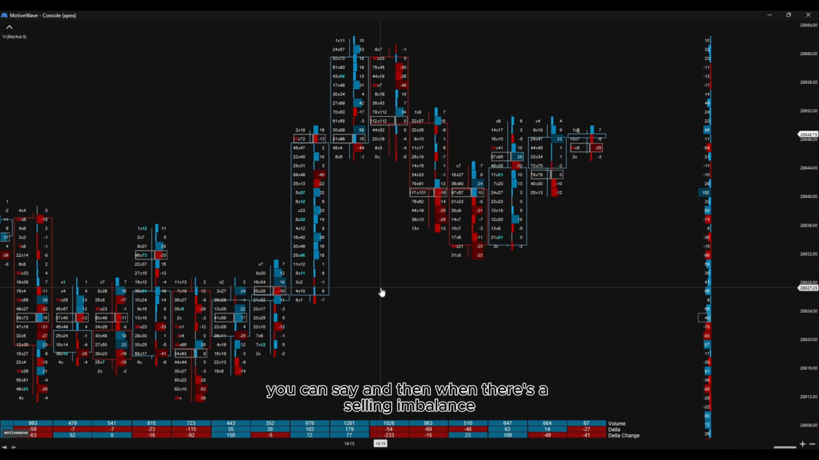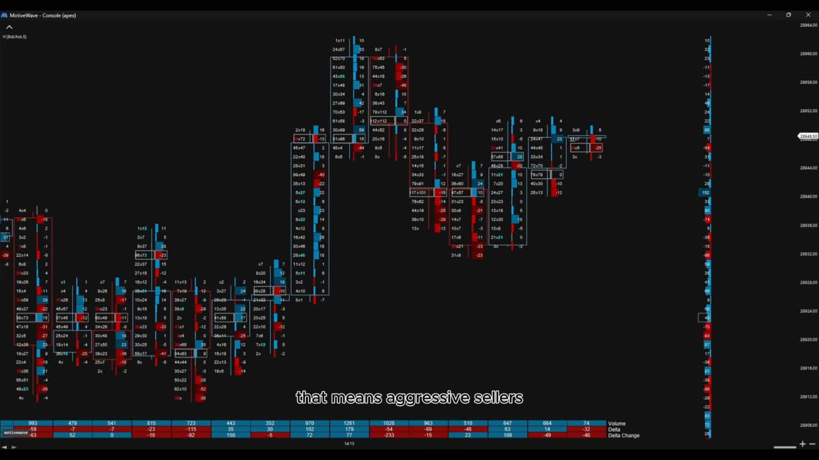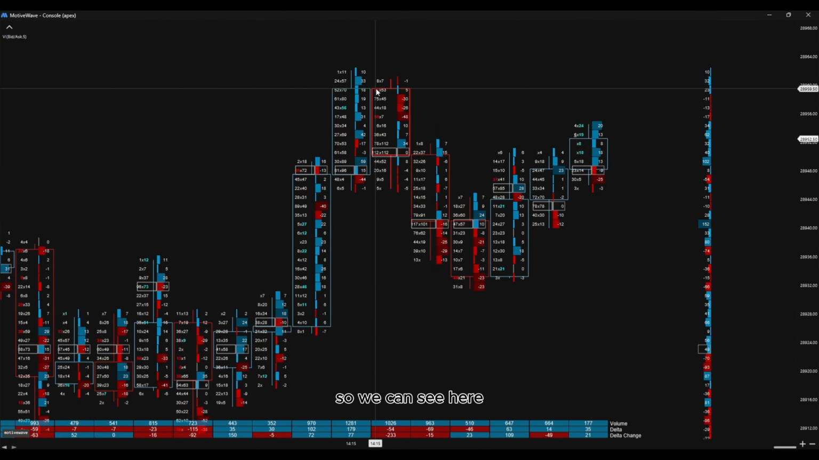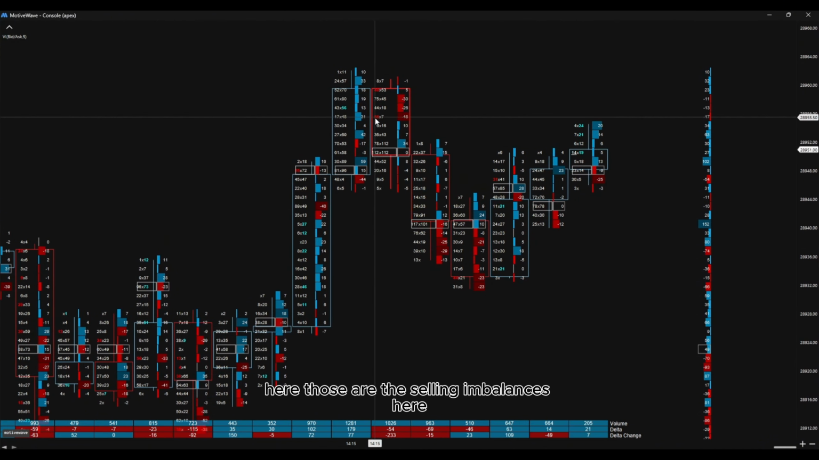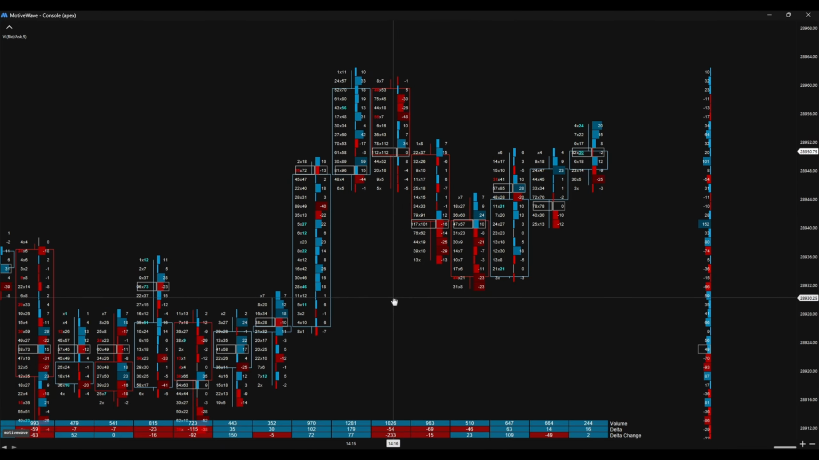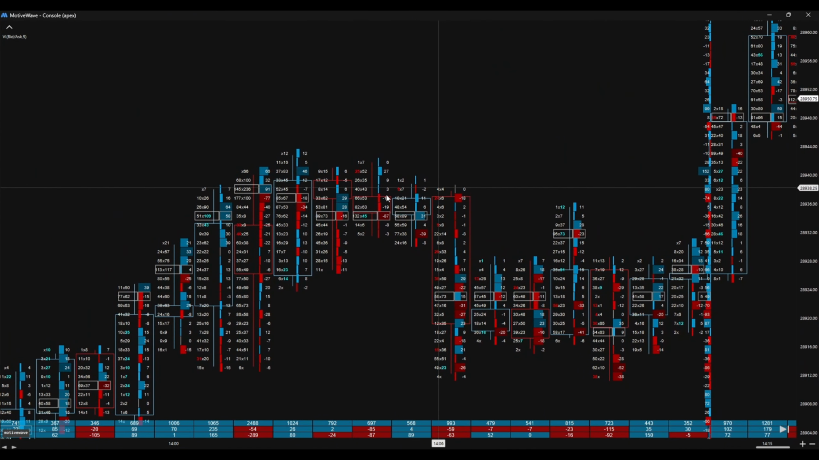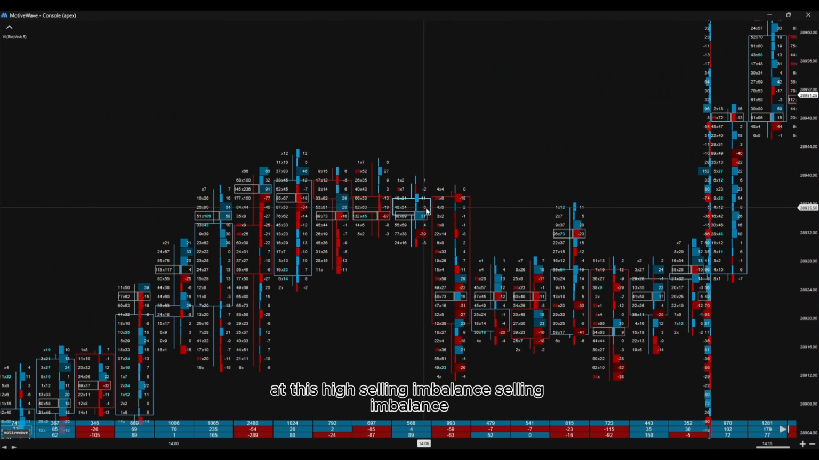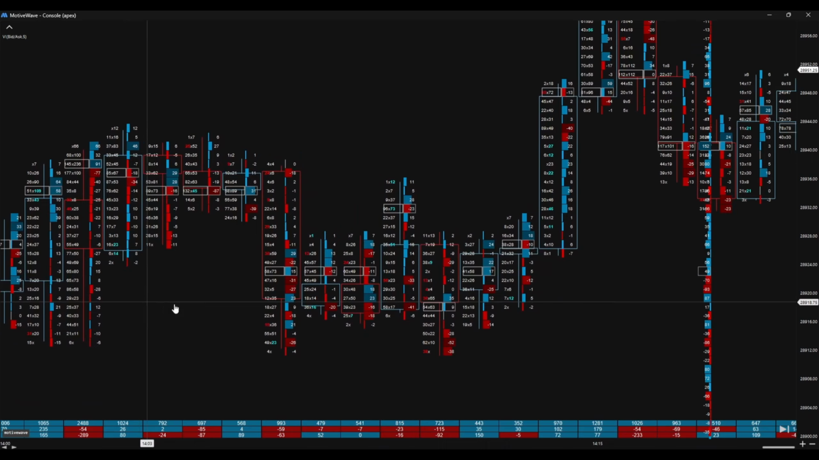And then when there's a selling imbalance, that means aggressive sellers are massively outweighing the buyers. So we can see here those are the selling imbalances. At this high, selling imbalance.